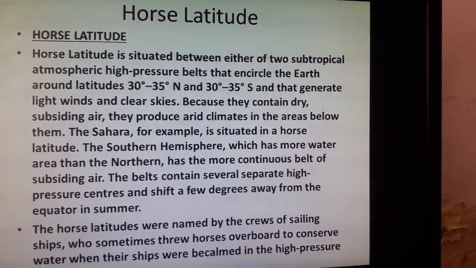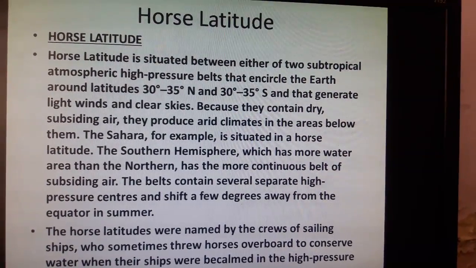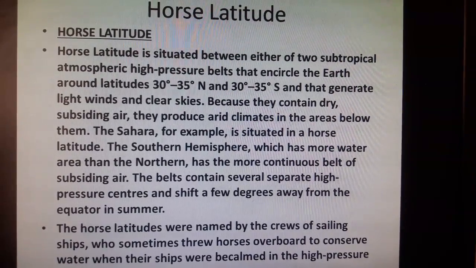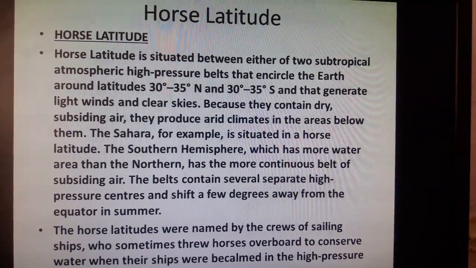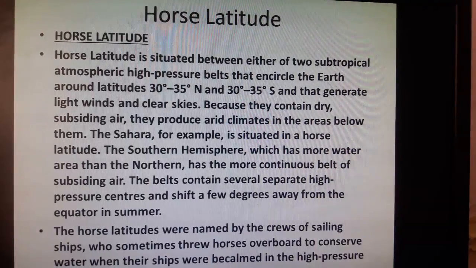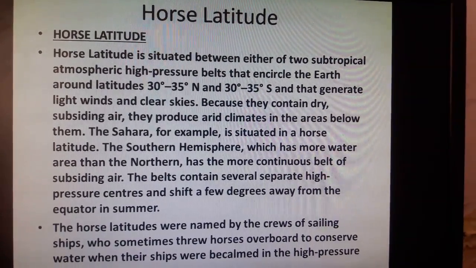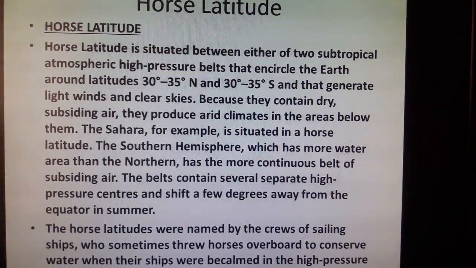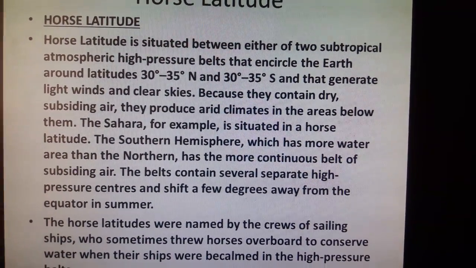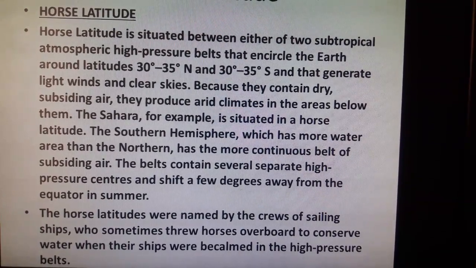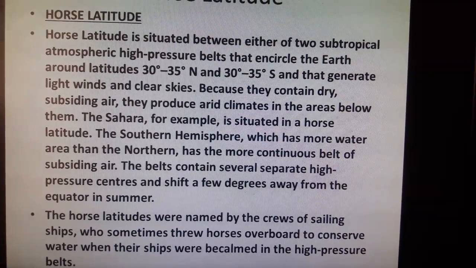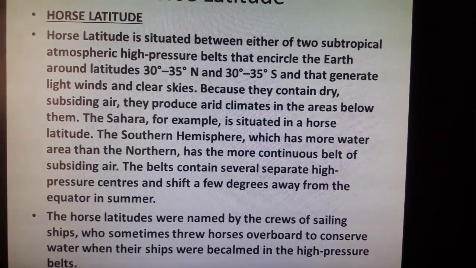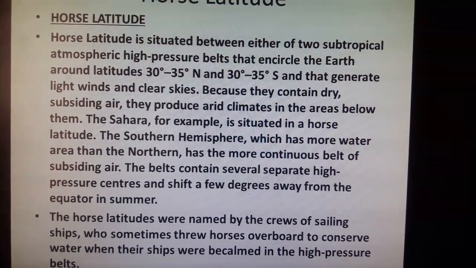What is horse latitude? Horse latitude is situated between either of the two subtropical atmospheric high pressure belts that encircle the earth around latitude 30 degree 35 degree north and 30 degree 35 degree south, and that generate light winds and clear skies. Because they contain dry subsiding air, they produce arid climates in the areas below them. The Sahara, for example, is situated in a horse latitude.